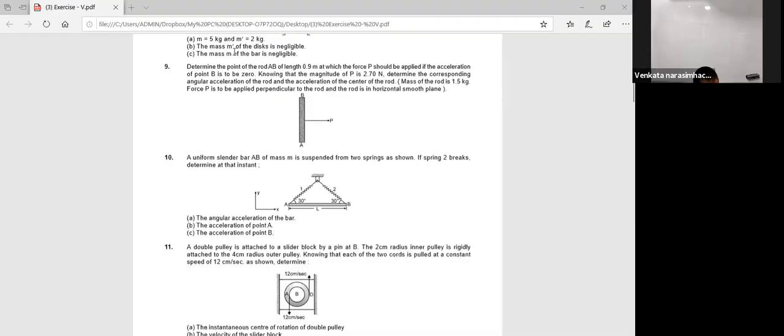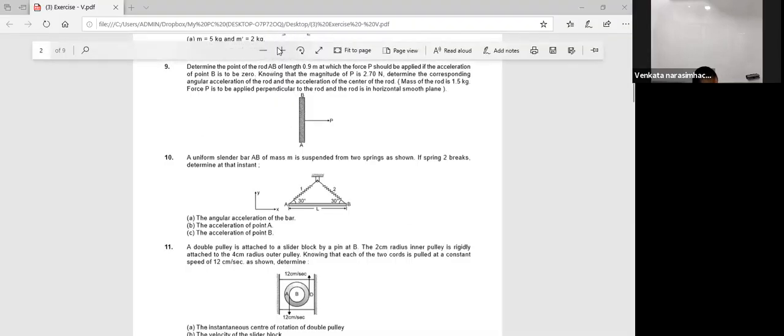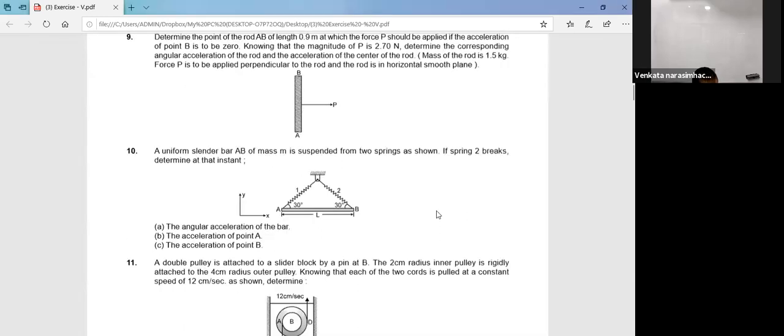Question number 10. Are you able to see that? Yes. Question number 10. I'll give you 2 minutes to solve.